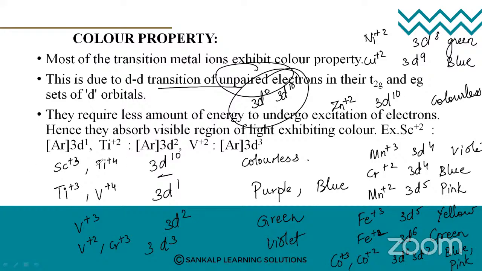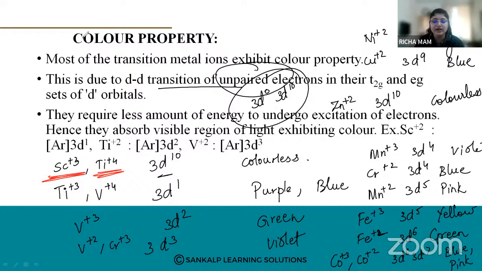Now here, which are the ions which are empty? You can see that scandium +3, titanium +4, and palladium +5. If the ions have zero electrons, that is empty d orbitals, or if the ions are completely filled, then what will be the color of the complex? Yes, they will be colorless. Remember that whenever you have a zero system or a completely filled system, the complex is colorless.